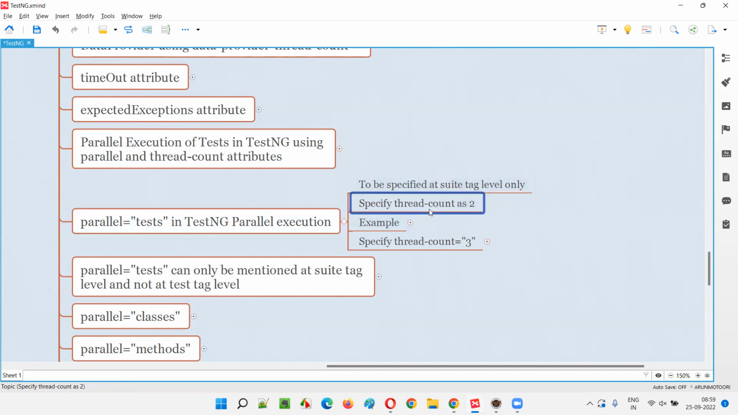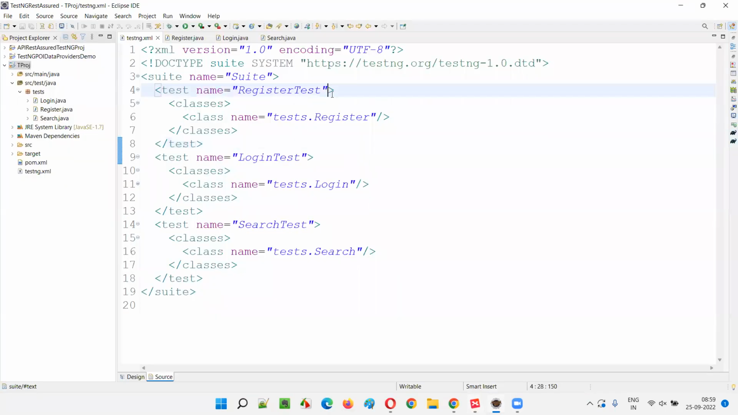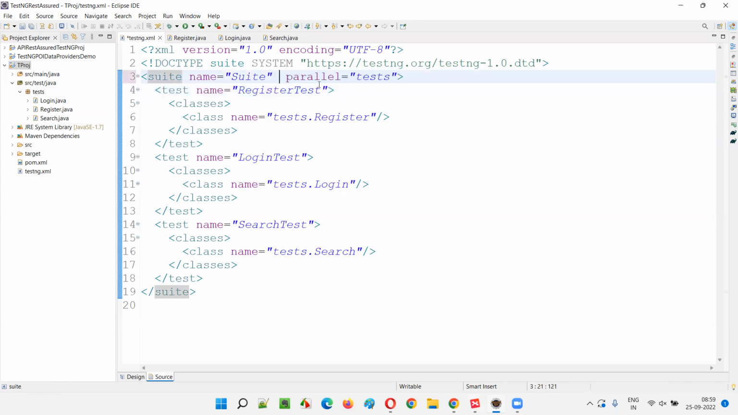And here specify thread count as 2. So what I'll do is I'll go here and first specify parallel equal to test at the suite level. We should not be specifying this at the test tag level. We have to specify it at the suite tag level. And along with this, one more attribute we'll provide, that is thread-count equal to 2.